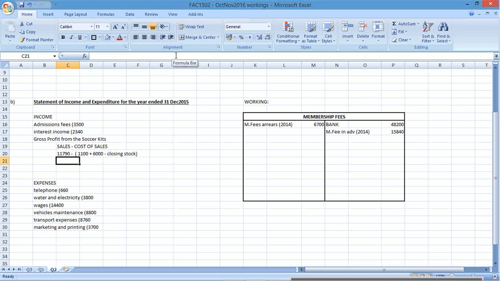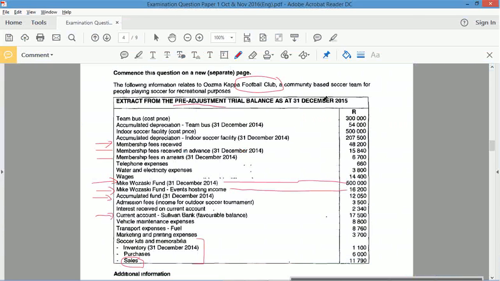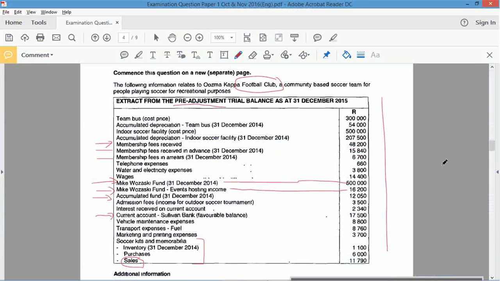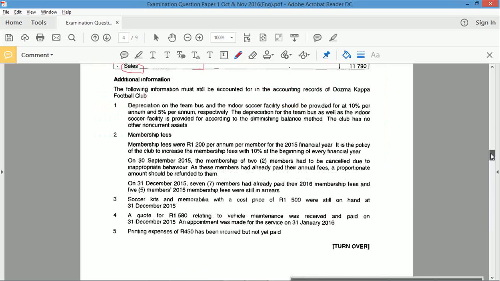Now we've got all our easy marks. That's exam technique: draw your template, go down the list, and put it where you need to put it. I put membership fees there, income there, expenses there. Now I can adjust. Number 1, depreciation on the team bus and the indoor soccer facility should be provided for at 10% per annum and 5% respectively. The depreciation is provided for according to the diminishing balance, and the club has no other non-current assets.